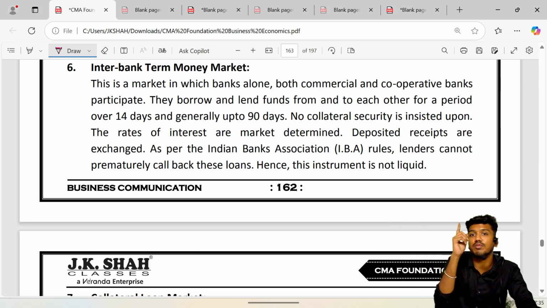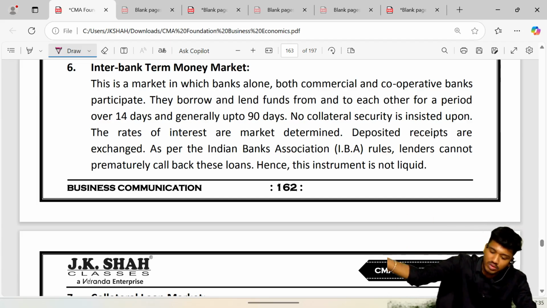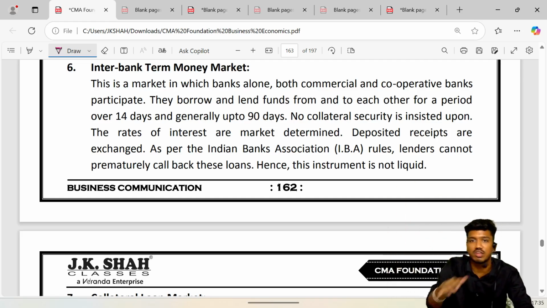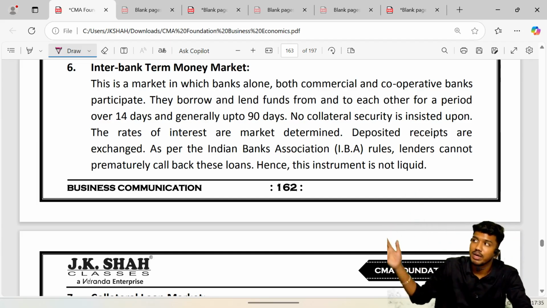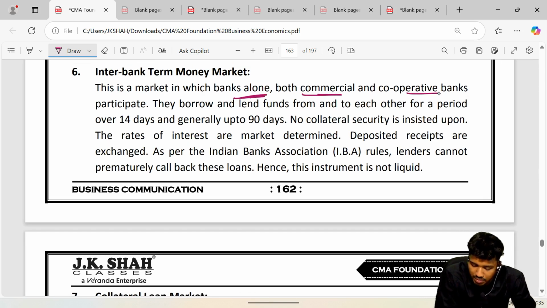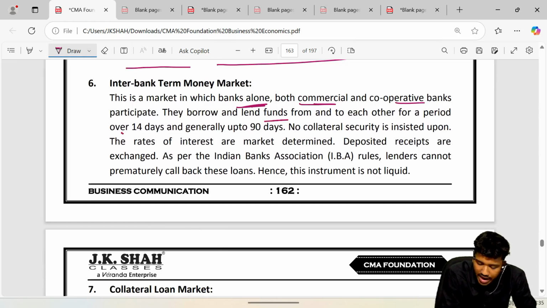Basically, if they borrow for one night, it is called call money. If they borrow for more than one day but up to 14 days, it is called notice money. Further, if banks want to borrow money from each other for more than 14 days but up to 90 days, it is called the interbank term money market. This is a market in which commercial banks alone borrow and lend funds from each other for a period over 14 days and generally up to 90 days.